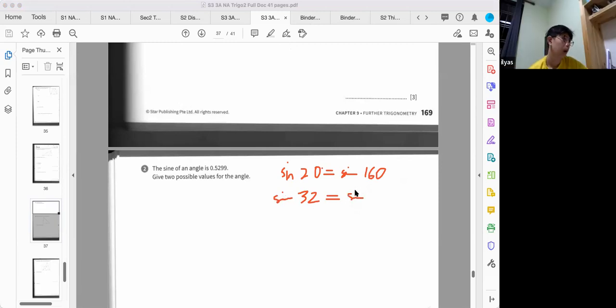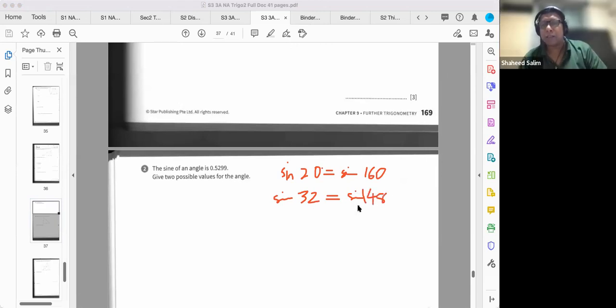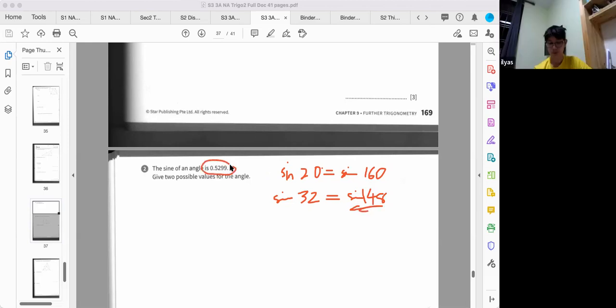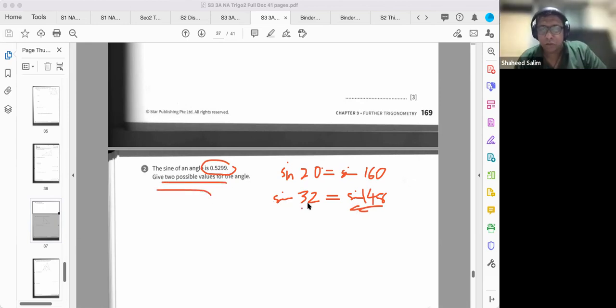Sine 148. Okay, you just try. Can you try sine 148? Do you get the same thing? Yeah. So that means there's two angles. There's two possible values. One is 32, the other one is 180 minus the 32. You get this answer. You're clear now? Clear? Remember, sine, you will always have two values. Cosine, you will have one value because the other value is negative. So there's only one value for cosine.